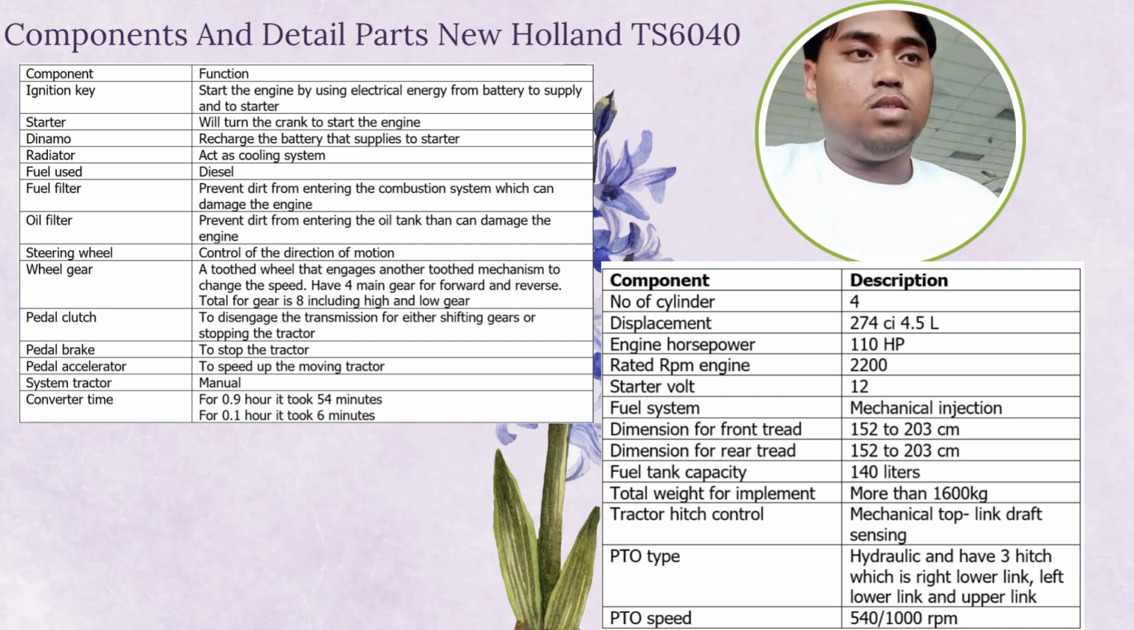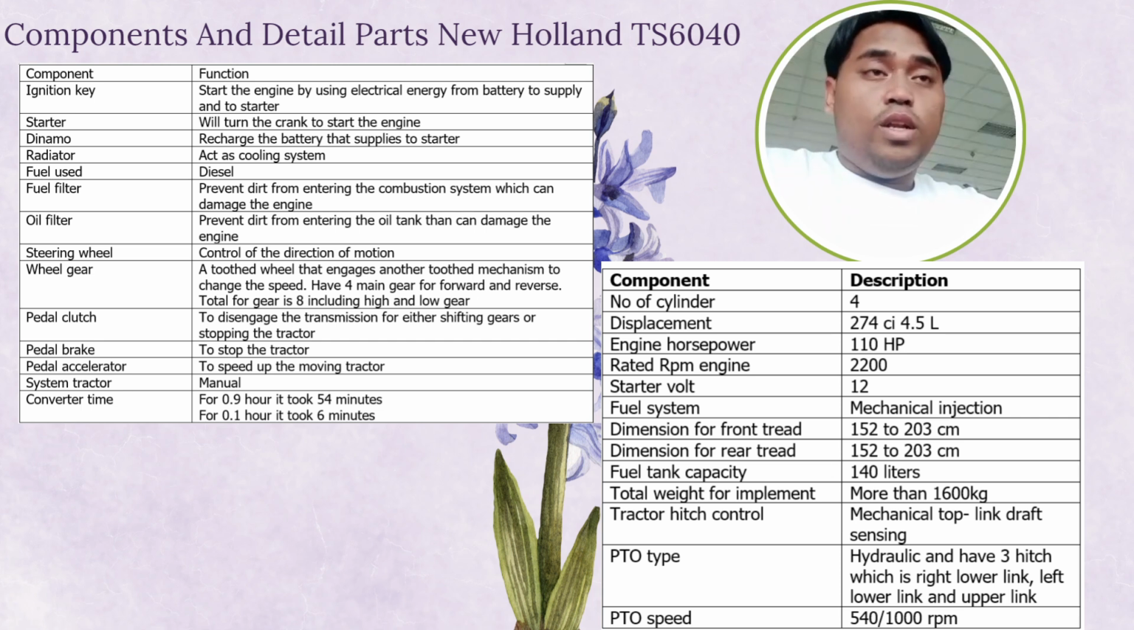Next, the system of the tractor is manual. For the last, the converter time: 0.9 hour is 54 minutes. For 0.1 hour, it is 6 minutes.